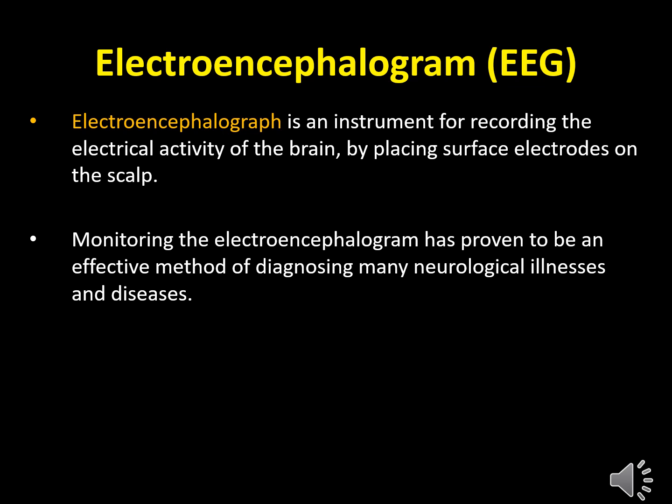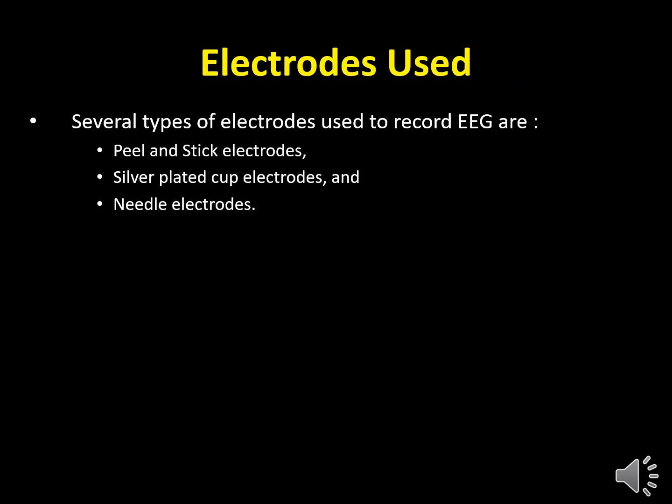Electroencephalograph is an instrument for recording the electrical activity of the brain by placing surface electrodes on the scalp. Monitoring the electroencephalogram has proven to be an effective method for diagnosing many neurological illnesses and diseases. About electrodes used in electroencephalograph. Several types of electrodes are used to record EEG.